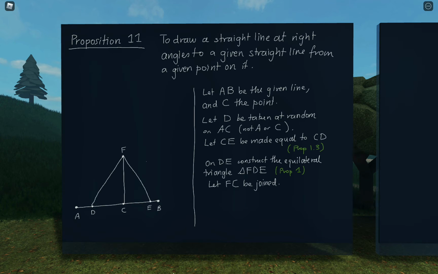So obviously we claim that this is a right angle. So we claim FC is at right angles to AB. And a common notion defines that by saying that the angle FCB is equal to the angle FCA. So that's what we have to show.